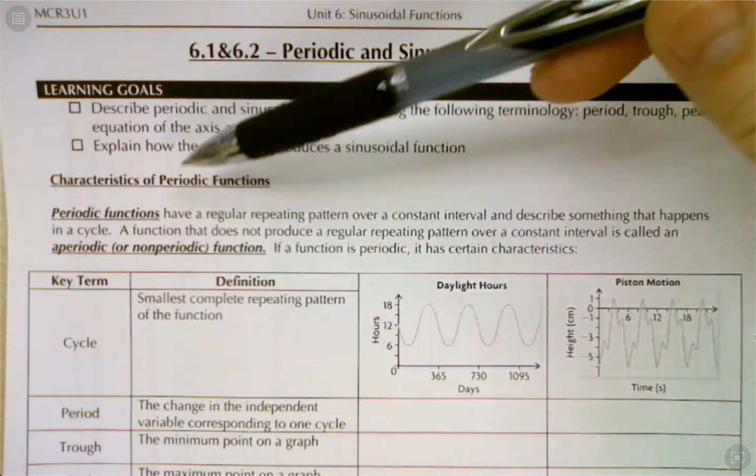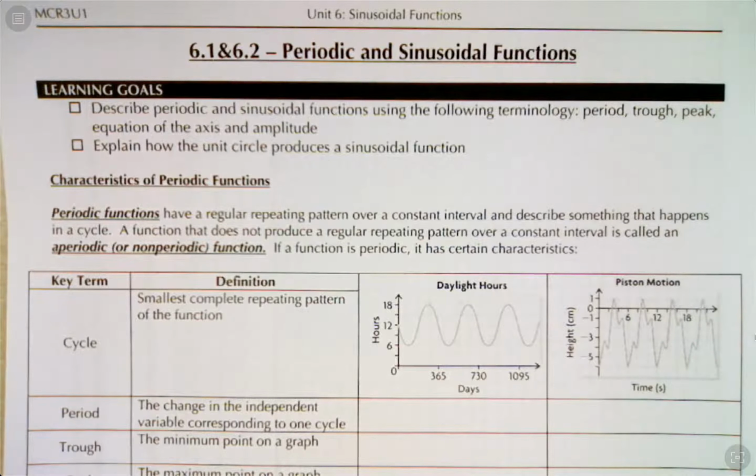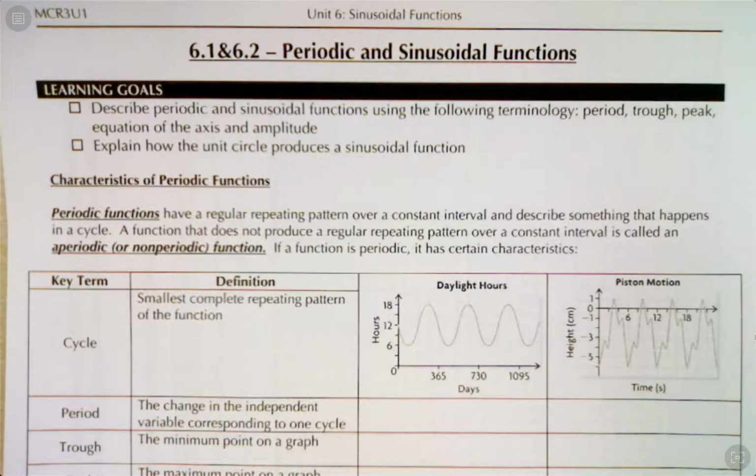So what is a periodic function? Well, it has a regular repeating pattern over a constant interval, and those are the two key pieces. The pattern that repeats, we're going to look at the properties of those patterns here in a second, and the interval with which it repeats stays the same.